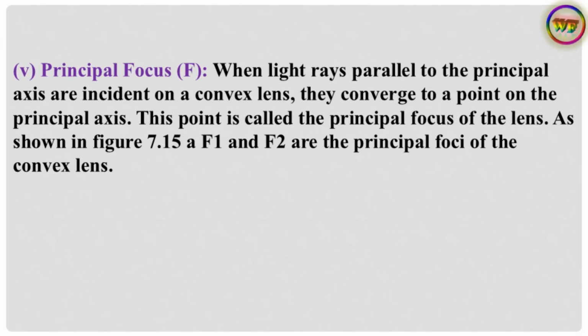Point 5. Principal focus, F. When light rays parallel to the principal axis are incident on a convex lens, they converge to a point on the principal axis. This point is called the principal focus of the lens. As shown in figure 7.15, F1 and F2 are the principal foci of the convex lens.